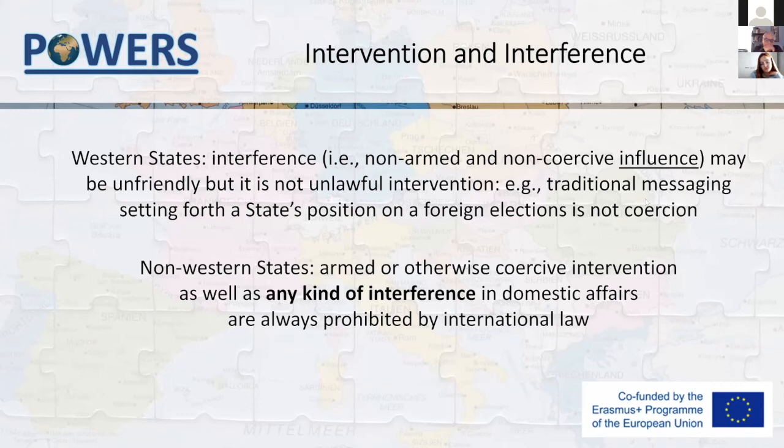If we look to the legal position, to the political declarations of all the other states, I call them non-Western states, any kind of interference in domestic affairs is prohibited by international law. So according to a large part of the international community of states, both intervention and interference are always prohibited by international law. So on this specific point, there is quite a struggle between Western states and non-Western states concerning what is prohibited by international law and what is maybe unfriendly but not unlawful under international law.